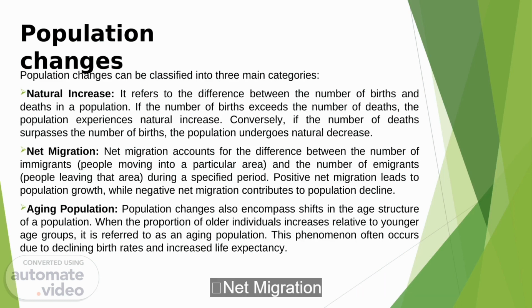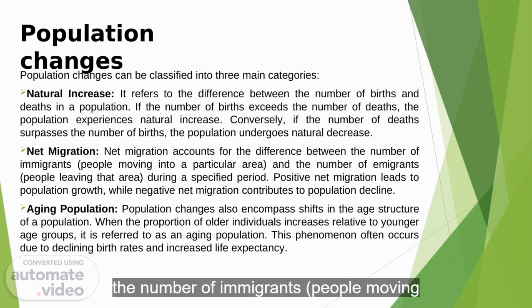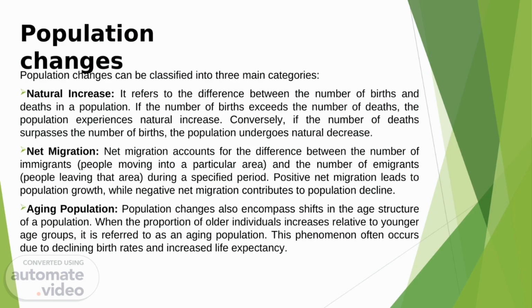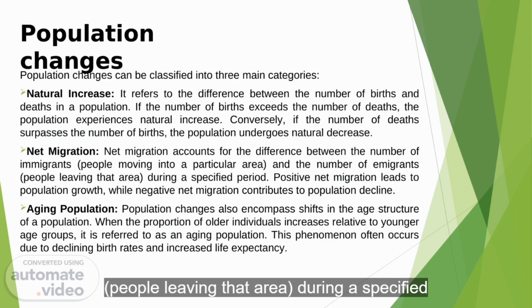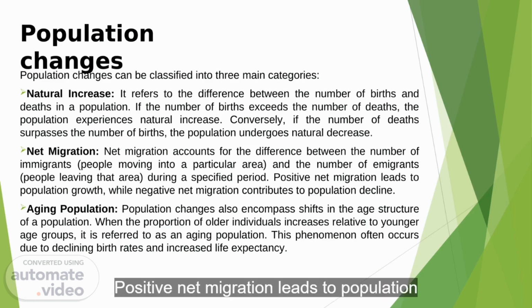Net migration. Net migration accounts for the difference between the number of immigrants, people moving into a particular area, and the number of emigrants, people leaving that area, during a specified period. Positive net migration leads to population growth, while negative net migration contributes to population decline.